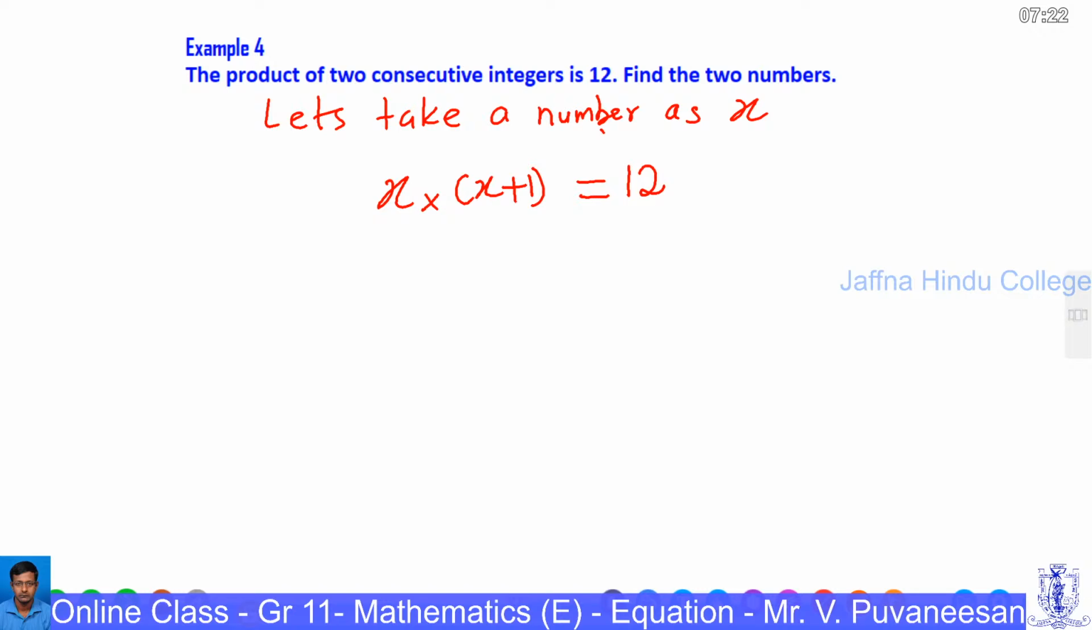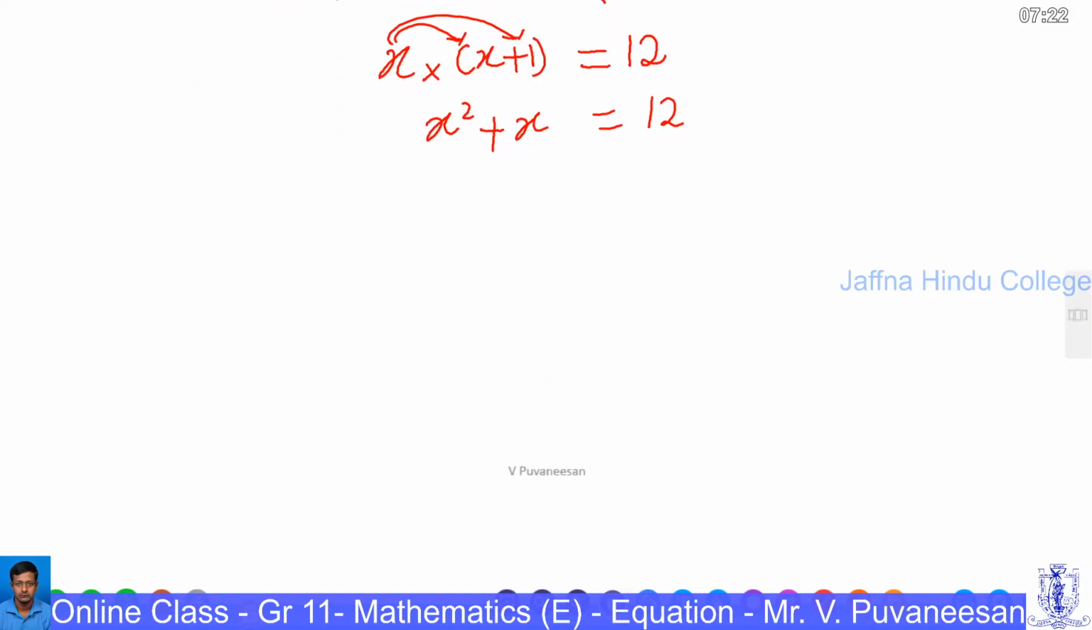Now we multiply x into x plus 1: x into x is x square, x into plus 1 is plus x. So x square plus x equals 12. I take 12 to the other side: x square plus x minus 12 equals 0. This is a quadratic equation.